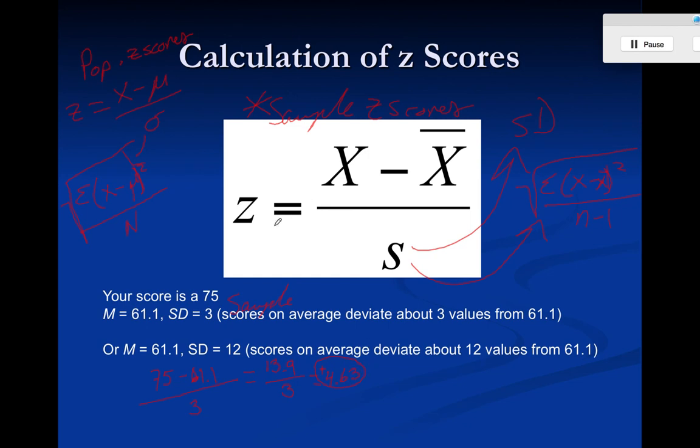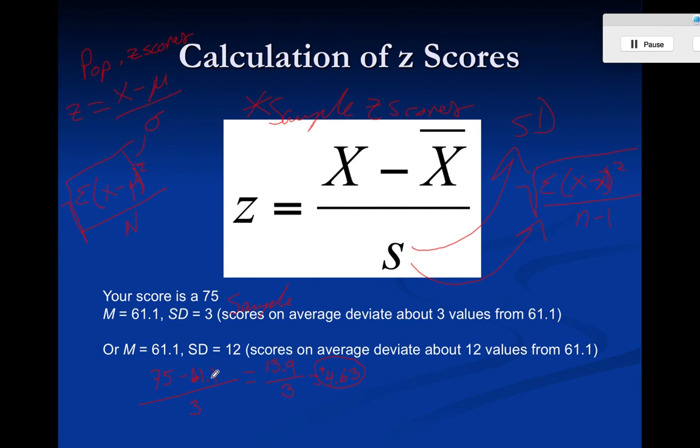What does this mean? This means that your score of 75 is exactly 4.63 standard deviations above the mean. I'll say that one more time: your value of 75 is exactly 4.63 standard deviations above the mean. Remember that the standard deviation represents an average deviation, so on average, scores deviate from the mean about three values. If you multiply 3 times 4.63, that gives you 13.89. So when you multiply 4.63 standard deviations times your standard deviation value, that gives you the exact difference between 75 and 61.1.